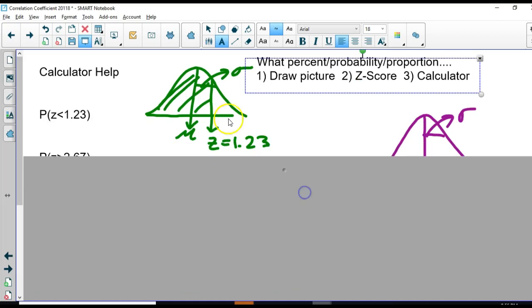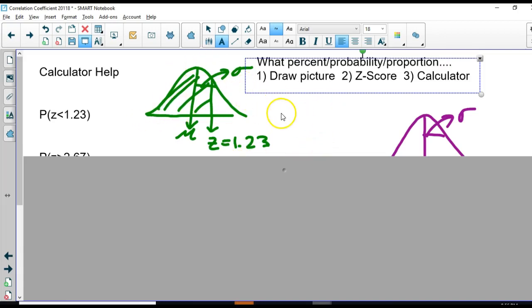I'm going to work with just the grain right now. And what this reads, if you're not familiar with this, is: what is the probability, or what is the proportion, or what is the percent? That P you can read any way. Technically, it's probability. But we're trying to find the area under the curve with this upper bound here at z equals 1.23. So let me walk you through the picture.